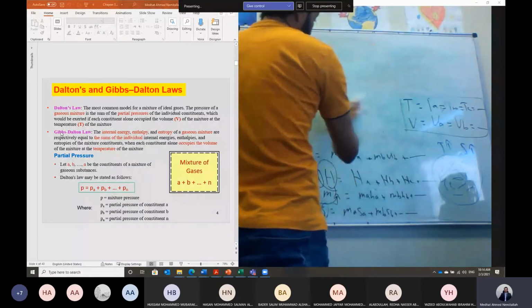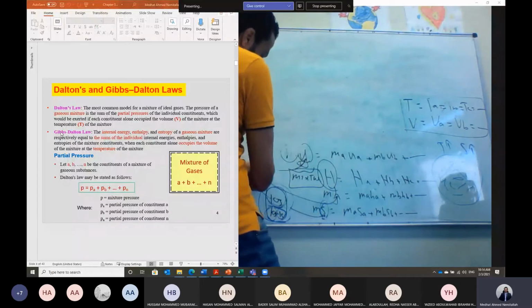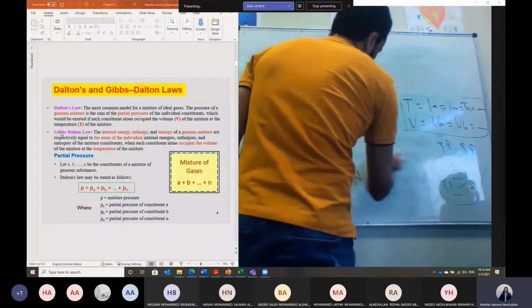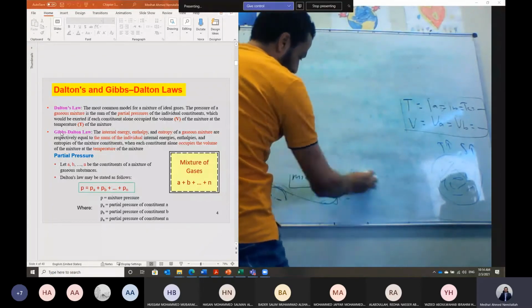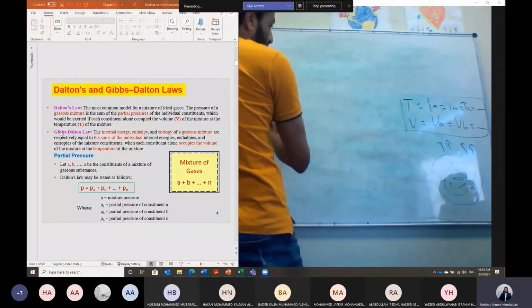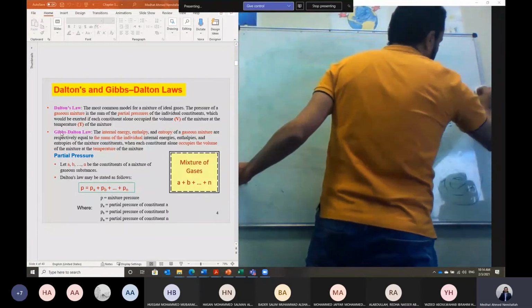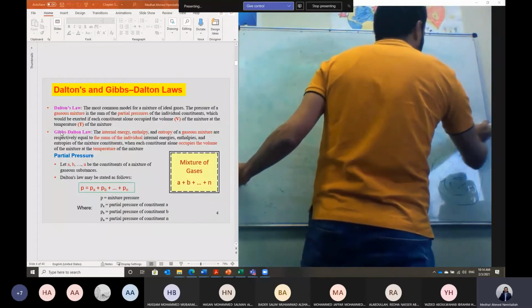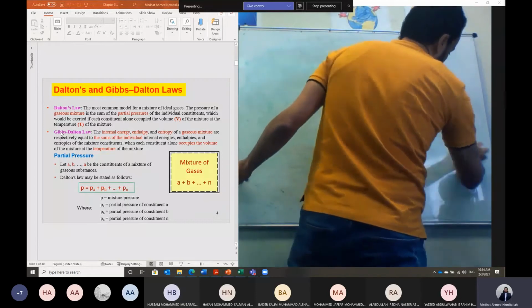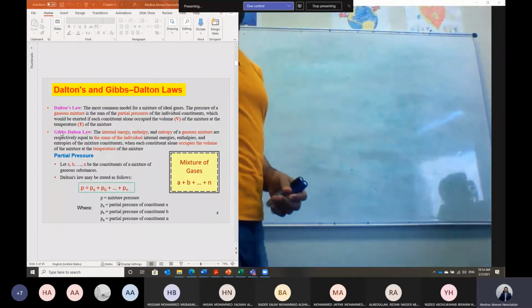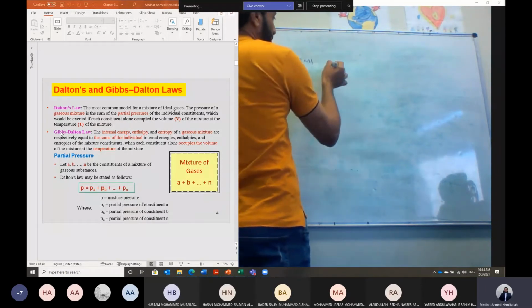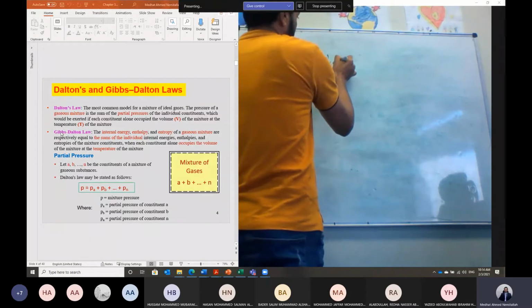We have to know about the concentration of the gases in this mixture. We have two ways: the mass concentration, on a mass basis, and the volumetric concentration. Either we can calculate the number of moles of a species, or we can calculate the mass of each species, and then we can know the concentration of each species in a gas mixture existing inside a container.